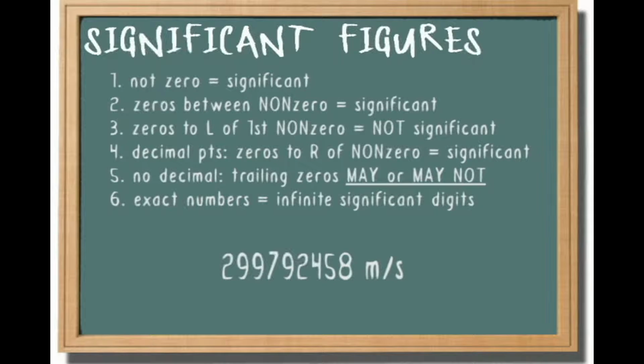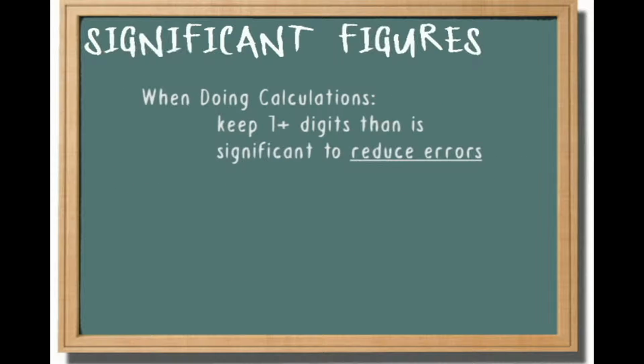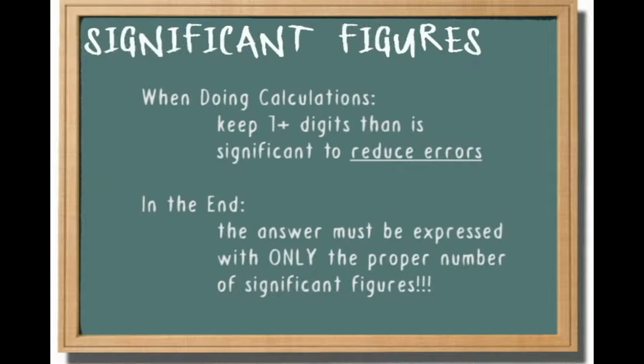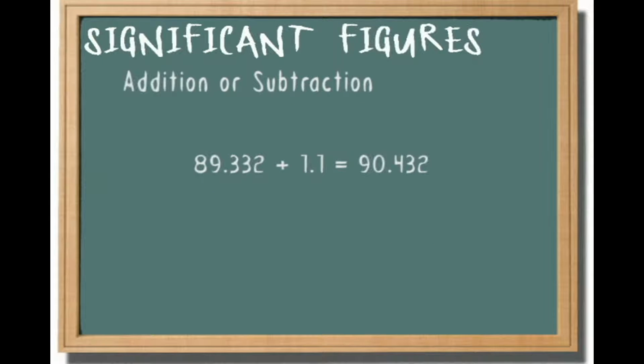of significant digits. So when you're doing mathematical calculations, it's always a good idea to keep one or more digits then is significant to reduce rounding errors. But in the end, after you finish calculating your problem, you should only end up with the proper number of significant figures. So let's say that the problem that you worked out is either addition or subtraction. In this case, we're going to do addition.